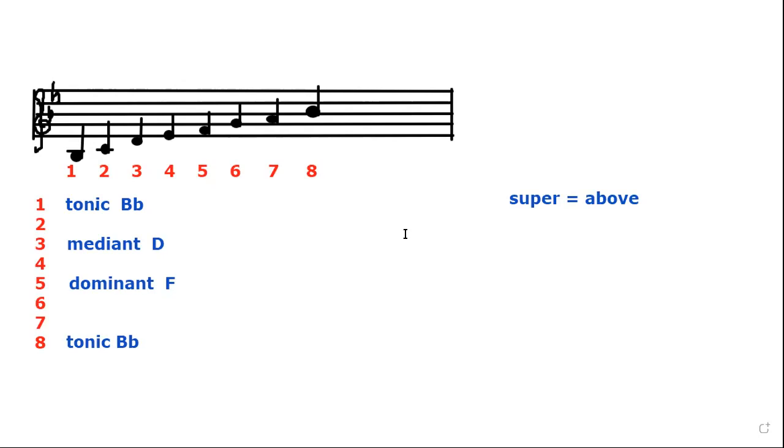So super means above. With that in mind, let's go back over here to the 2nd scale degree. The 2nd scale degree is the supertonic. That's what it's called. And it sounds like a joke, but that's really its term. In this scale, the supertonic is the note C. Okay, so you see that super means above. It is above the tonic. The tonic is B flat. C is right above that, and so it's called the supertonic.